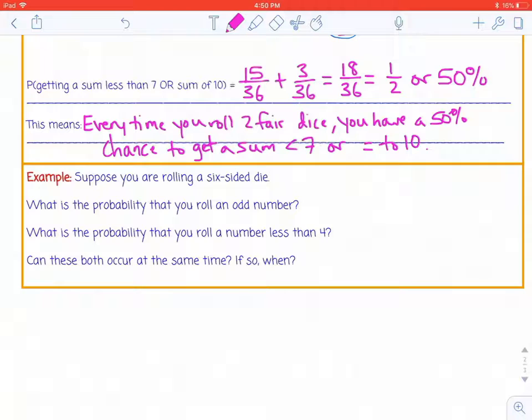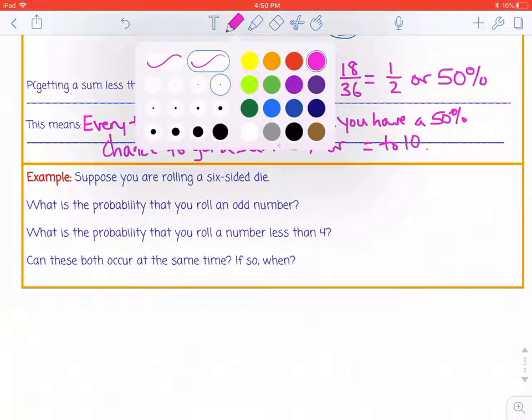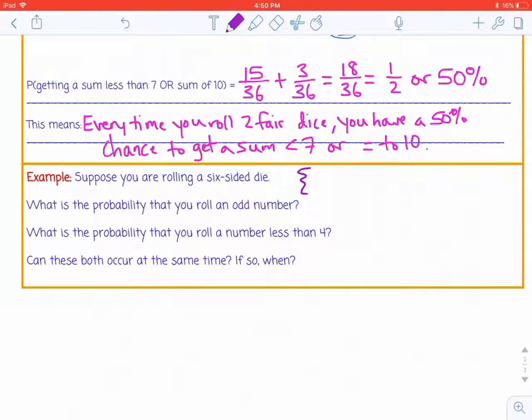Suppose you're rolling a 6-sided die. What is the probability you roll an odd number? So our sample space for this example would be 1, 2, 3, 4, 5, and 6. So the probability you roll an odd number would be 1, 2, 3 out of 6 numbers would be odd.